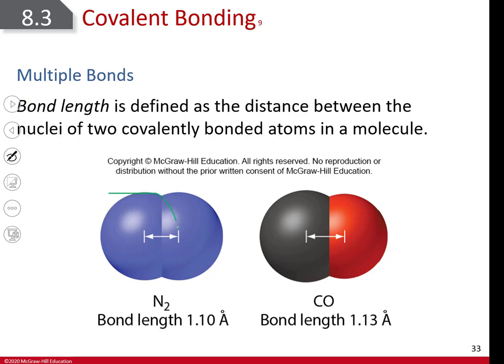There. So here's the N2 molecule versus the carbon monoxide molecules. So this overlap space means that we can't just add the radius of 2 nitrogen atoms. We have to measure directly what the bond length is. So in the case of N2, it has a bond length of 1.1 angstroms. In the case of carbon monoxide here, it's going to be 1.13 angstroms.